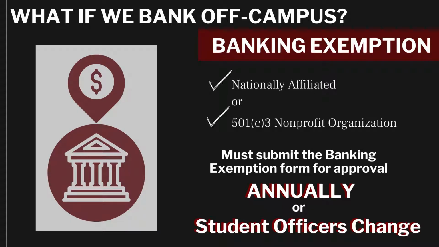You might be wondering, what if our club has an off-campus bank account? Per CSU guidelines, that's okay, as long as you fit into one of the two following categories. Your organization is nationally affiliated, or you are a 501c3 nonprofit organization. If this sounds like you, please make sure to submit a banking exemption approval request. This is required annually or when your officers change or graduate. Failure to submit an updated exemption approval form can result in the loss of recognition by the university.